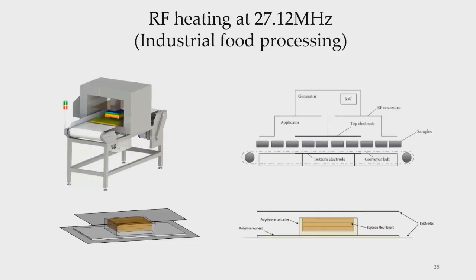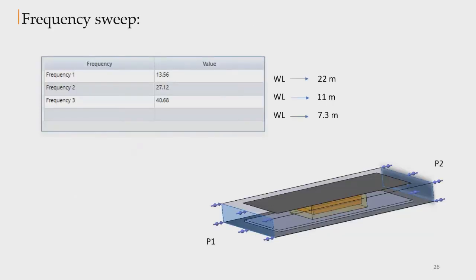So, we already presented the RF heater, mainly used for 27 MHz heating. We will try a first run with a frequency sweep using 3 different frequencies, essentially used for industrial food processing, which are 13.56 MHz, 27.12 MHz, and finally 40.68 MHz. The port boundary conditions are applied to the opposite air faces shown by the following figure.